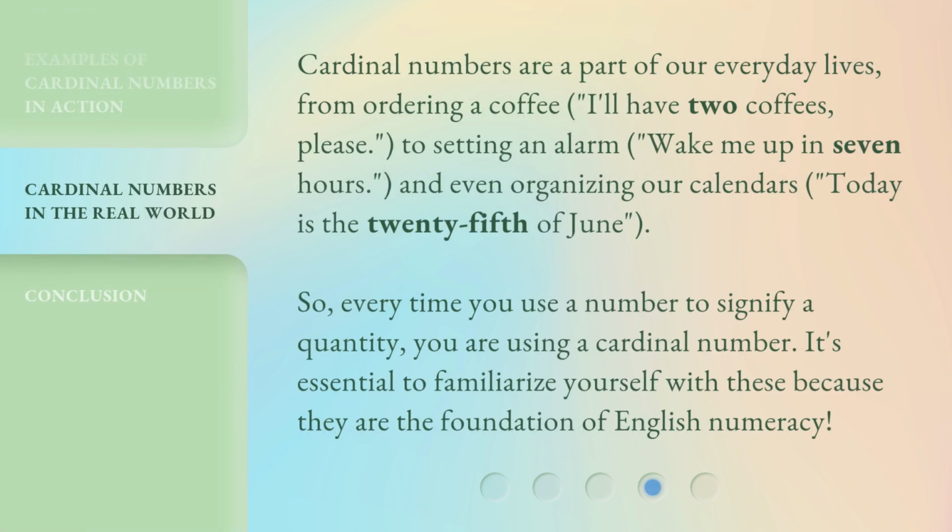Cardinal numbers are a part of our everyday lives, from ordering a coffee, I'll have 2 coffees, please, to setting an alarm, wake me up in 7 hours, and even organizing our calendars. Today is the 25th of June. So, every time you use a number to signify a quantity, you are using a cardinal number. It's essential to familiarize yourself with these because they are the foundation of English numeracy.